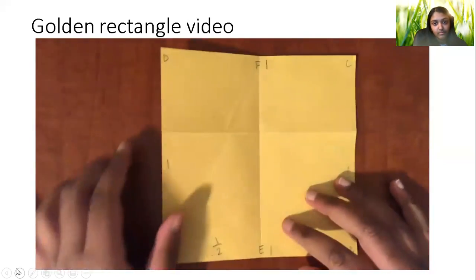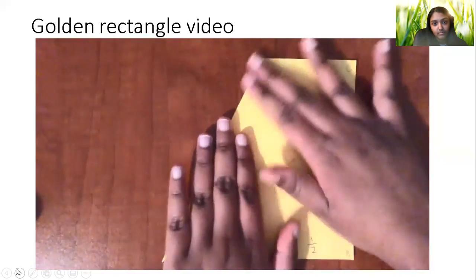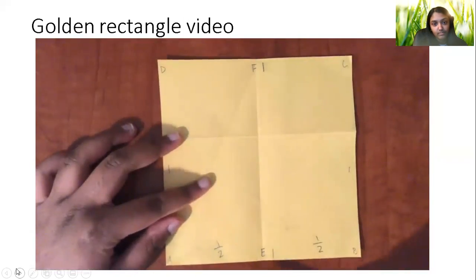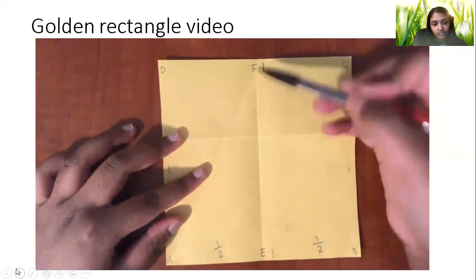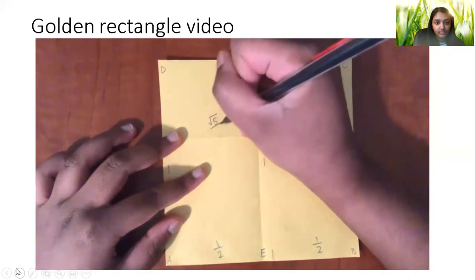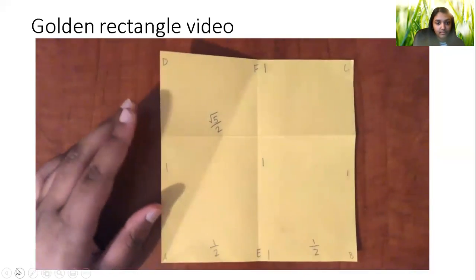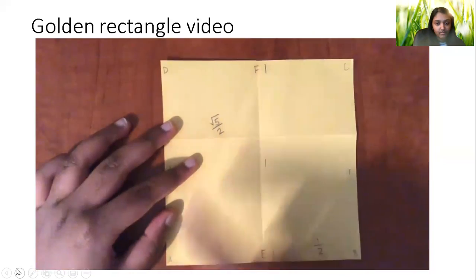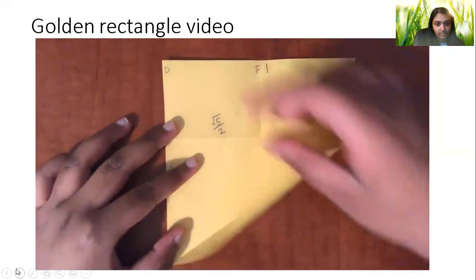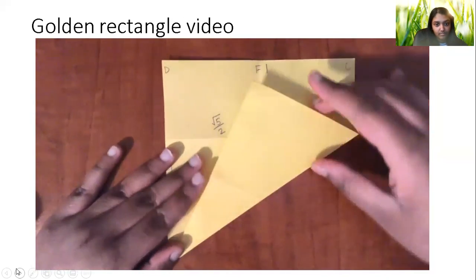Next, we're going to fold from point A to F to make two right-angled triangles. Using the Pythagoras theorem, we can find the hypotenuse of these triangles. It is root 5 over 2. Next, we're going to bisect angle BAF by folding the bottom edge to the fold we just made. Unfold.